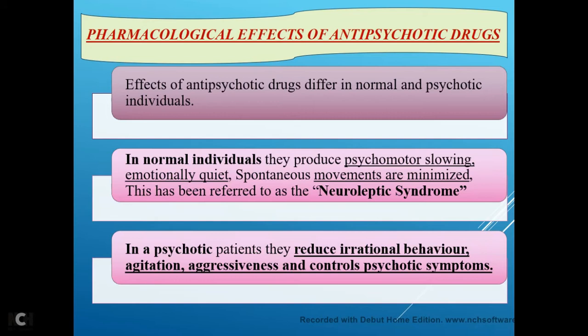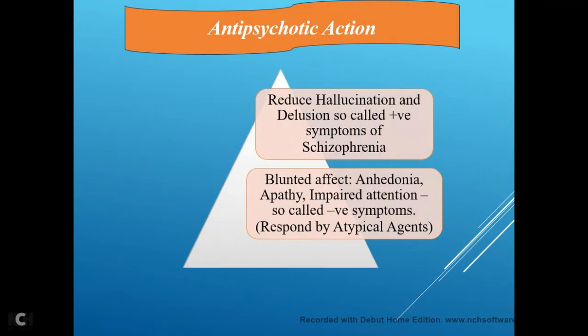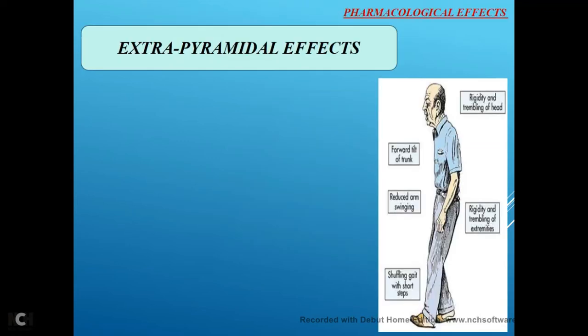In psychotic patients, they reduce irrational behavior, agitation, and aggressiveness, and control psychotic symptoms. These psychotic symptoms are hallucinations and delusions. These are positive symptoms of schizophrenia. Blunted affect, anhedonia, and impaired attention are negative symptoms, and they mainly respond to atypical agents.